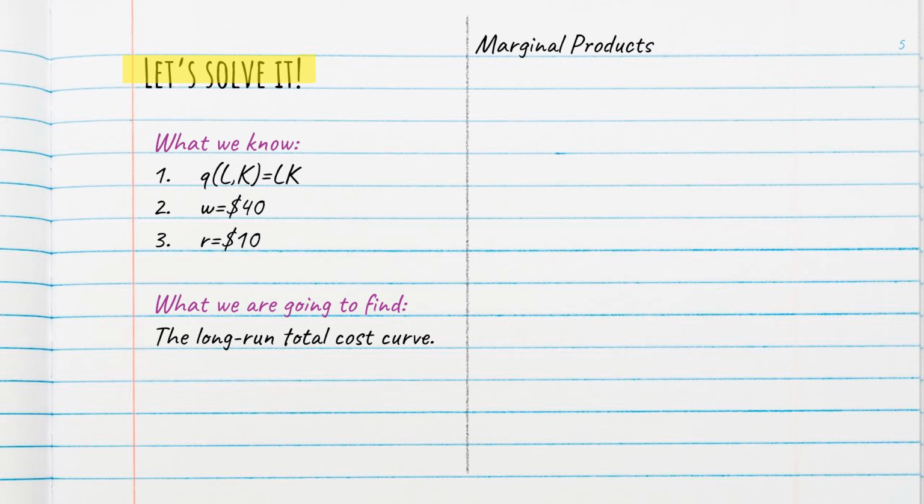And in order to form that tangency condition, we need the marginal products. Now, the marginal product of labor is the partial derivative of the production function with respect to L, which is K. And we can also find the marginal product of capital as the partial derivative with respect to K, which will be L. This should be relatively familiar math. From these marginal products, we can set up our tangency condition. The tangency condition has the marginal product of labor over the marginal product of capital equal to the wage, which is 40, over the rent, which is 10.